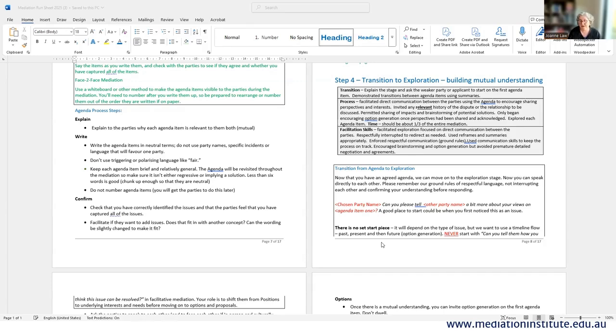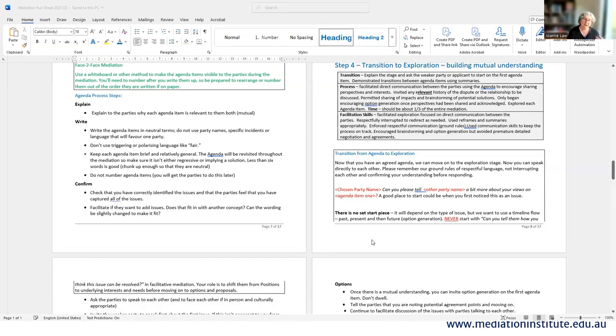So we want to try and give them a bit of direction, and it depends on the issue how you might do that. Generally, we want to get a timeline flow. What's led up to this? What's the past? What's the history around this issue? What's going on now? After that's been explored, you might start to look at the future and option generation. You'd never start the exploration with, Amanda, tell Beth what you think needs to happen to improve the communication. That's really shut down any opportunity to explore why things are the way they are.